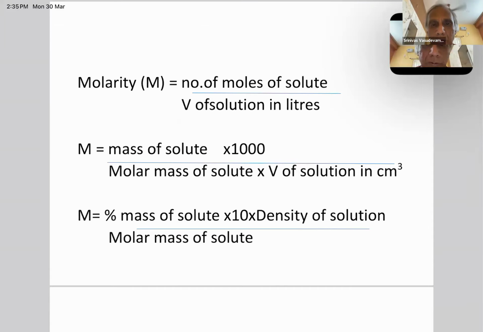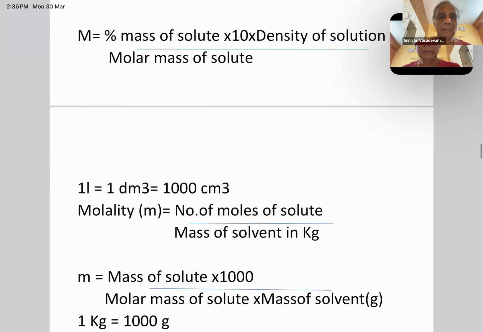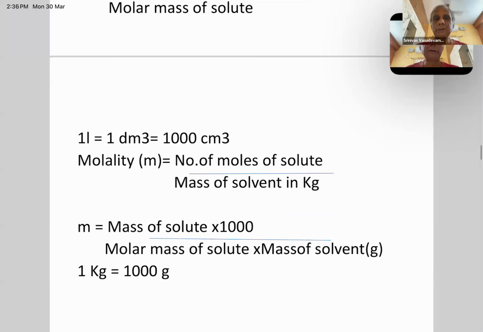Molarity is the number of moles of solute divided by the volume of solution in decimeter cube, or liter. Or it is mass of solute divided by molecular mass of solute into 1000, by volume of solution in centimeter cube. Or molarity is equal to percentage mass of solute divided by molecular mass of solute into 10 into density of solution. 1 liter equals 1 decimeter cube, which equals 1000 centimeter cube.